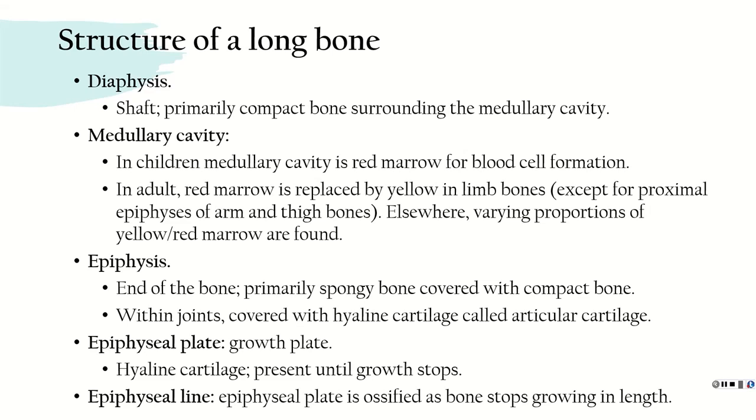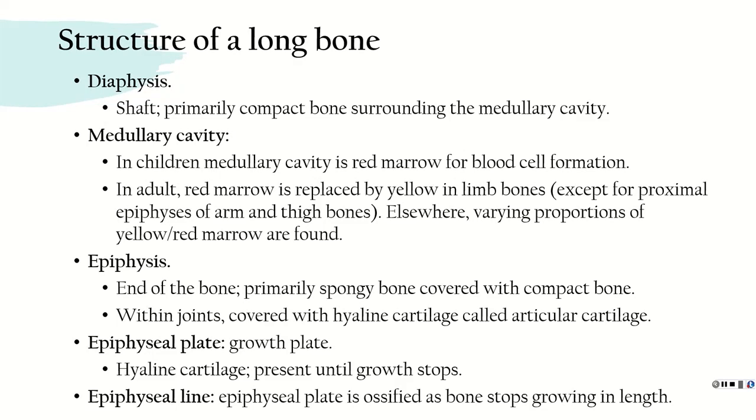Diaphysis is the shaft of the bone surrounding the medullary cavity, the central cavity where the bone marrow resides, which is surrounded by that cortical bone structure. The medullary cavity is home to red bone marrow during child development, but in adults that is replaced by yellow bone marrow, except for the proximal epiphysis of the arm and thigh bones. Basically, the yellow marrow has more adipocytes in it and the red marrow has more traditional blood cells in it.